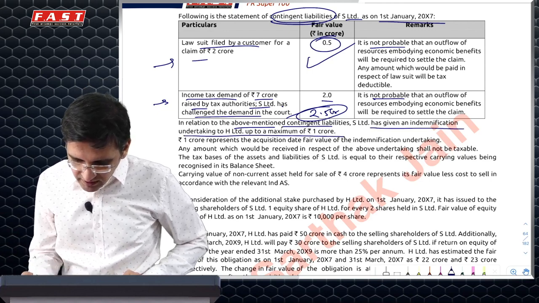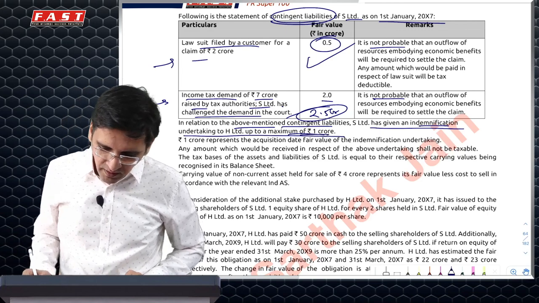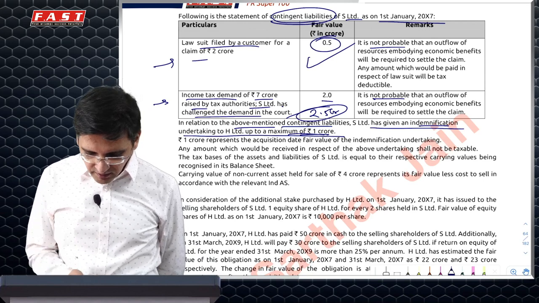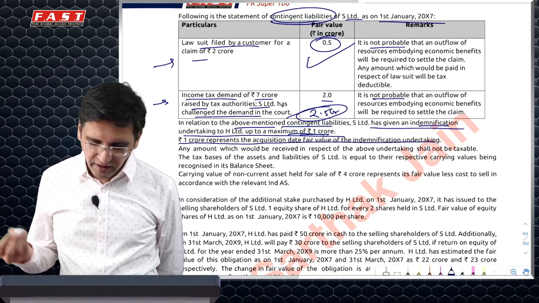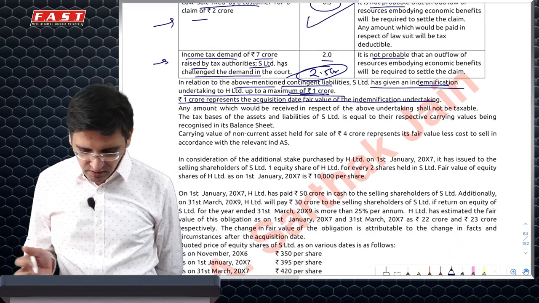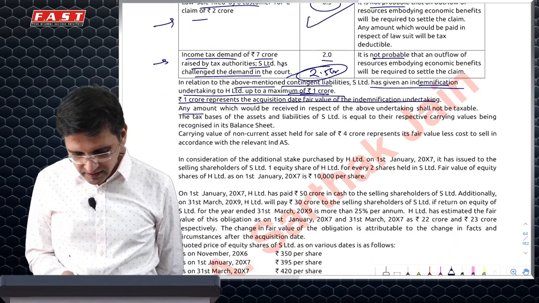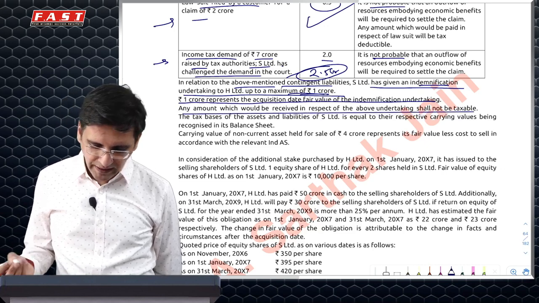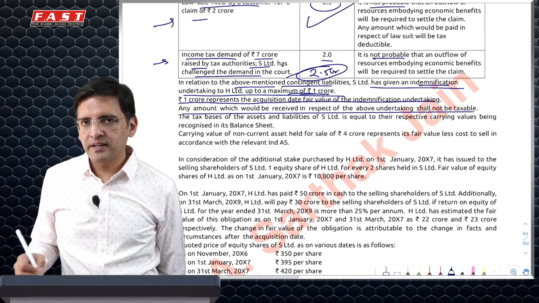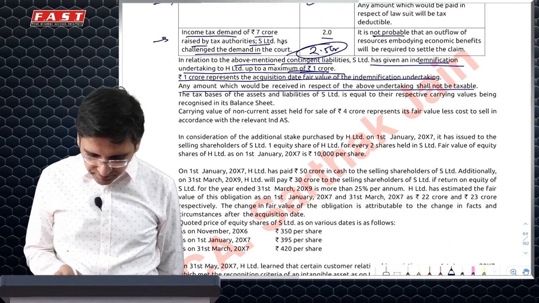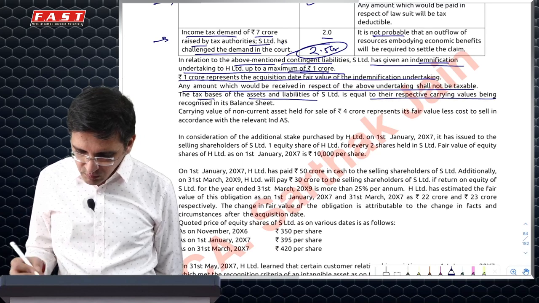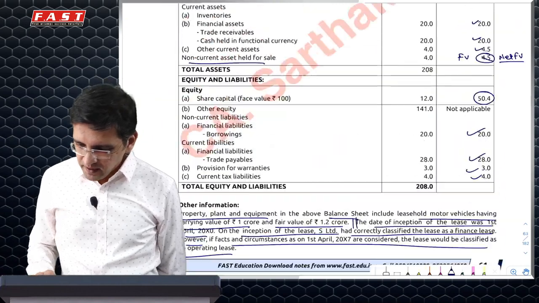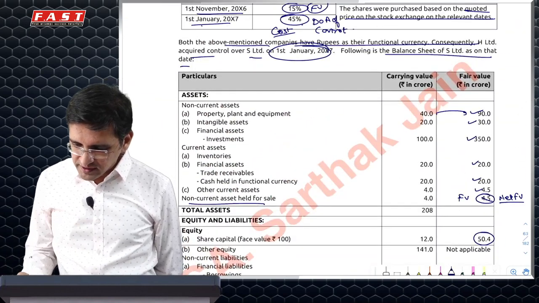It says we also have an indemnification asset maximum up to 1 crore. So since you have an indemnification asset, 1 crore represent the acquisition date fair value of indemnification. So you can recognize that indemnification asset also. This will also have a deferred tax impact, but let's see what question says. It says any amount received with respect to this above shall not be taxable. So that means indemnification asset will not have a deferred tax impact. Tax base and other liability are equal to carrying values as recognized in the balance sheet. So existing carrying amount and tax base are same. So you will have to only create a deferred tax for the difference now.